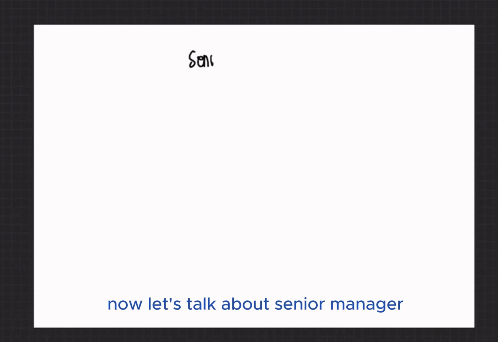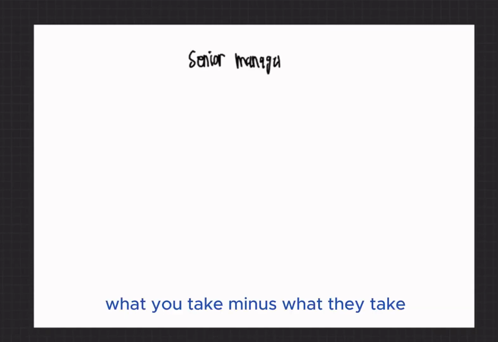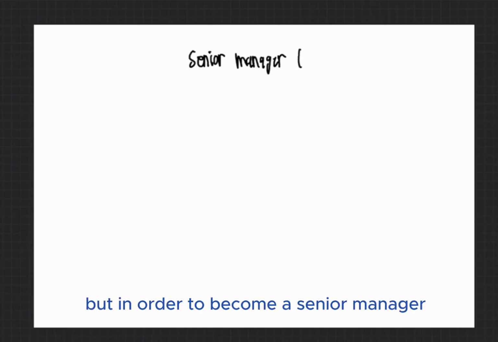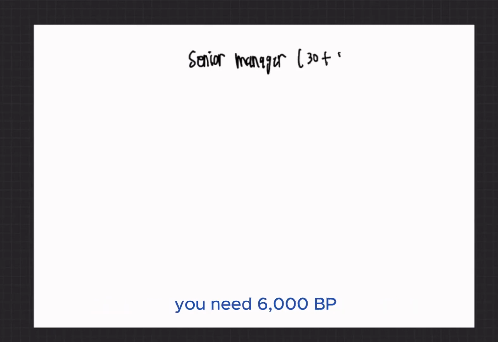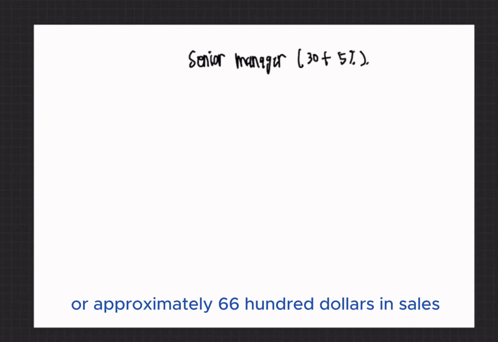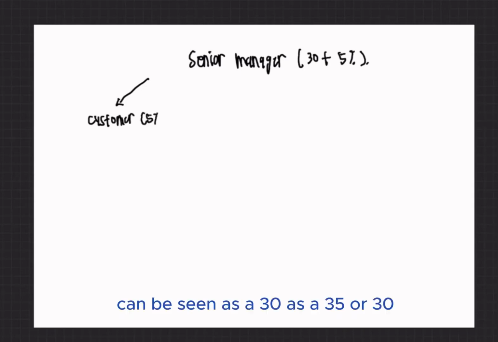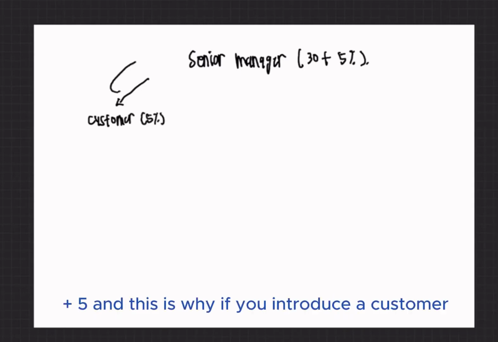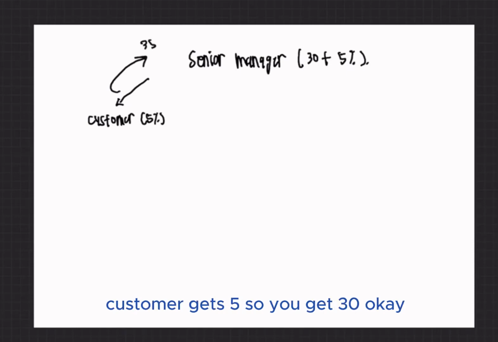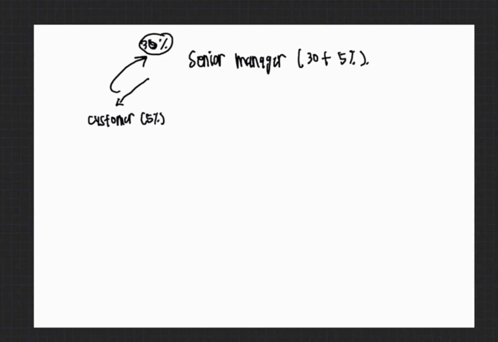Now let's talk about senior manager. The math is the same as a manager. What you take minus what they take. But in order to become a senior manager, you need 6,000 BP or approximately $6,600 in sales. And you get a 30 plus 5 commission. You can be seen as a 30, as a 35, or 30 plus 5. And this is why. If you introduce a customer that gets 5, so you get 30. Okay? On non-registered customers, you get 35.